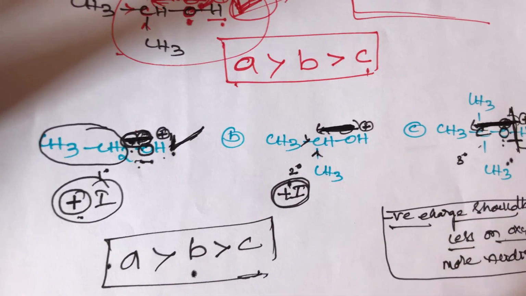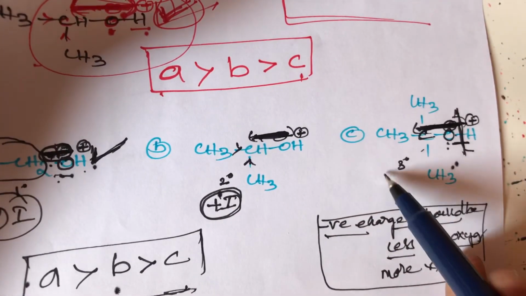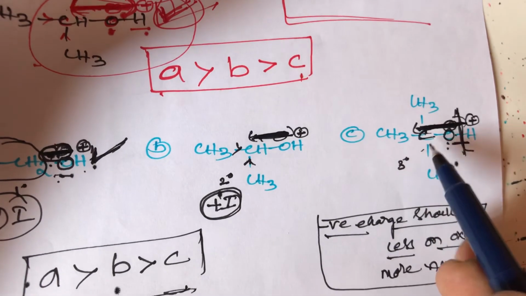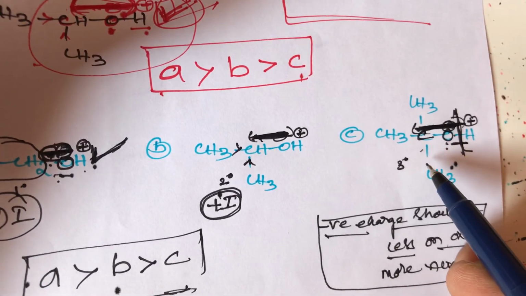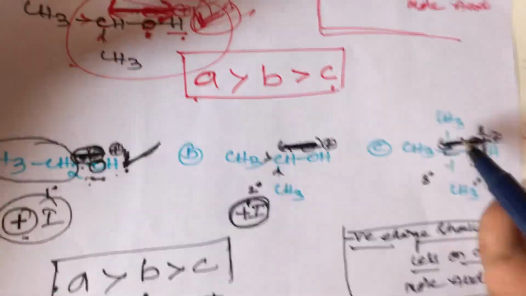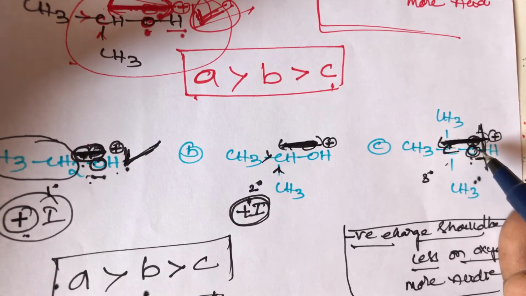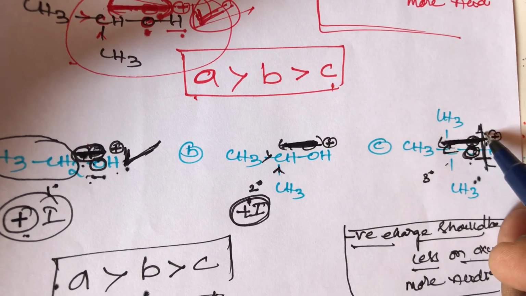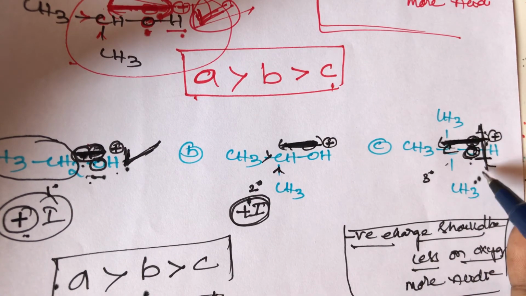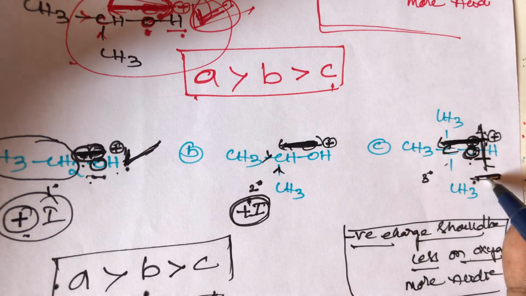What about the C compound? In the C compound, a strong plus I group is there. The strong plus I group is more electron releasing, so the oxygen has more density. With more density, there is more attraction, so H plus cannot break easily. That's why it is less acidic. The C compound is less acidic, student.